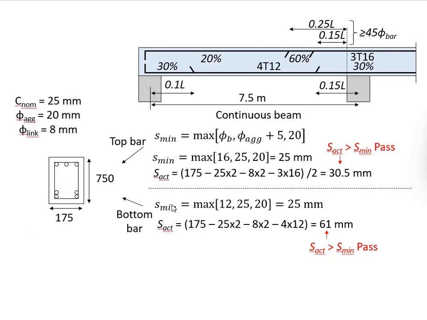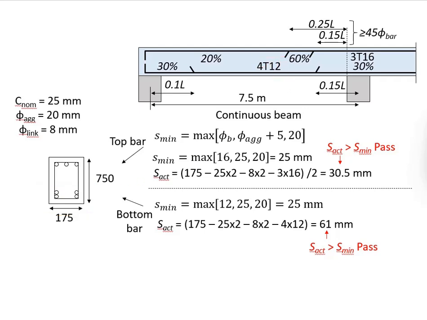Let us check the actual spacing here. The width of the beam 175 minus 2 concrete covers minus 2 shear link sizes minus 2 units of 12 mm rebar. There's only one spacing. That means the whole thing here is divided by 1. Now your actual spacing is 61 mm. This is greater than the minimum bar spacing required. Therefore, it passes.